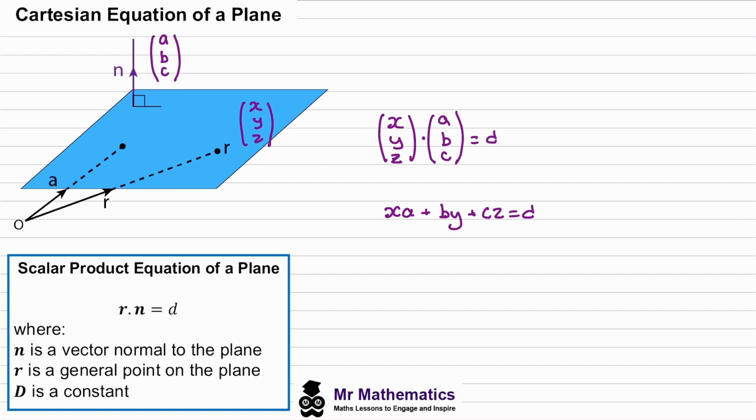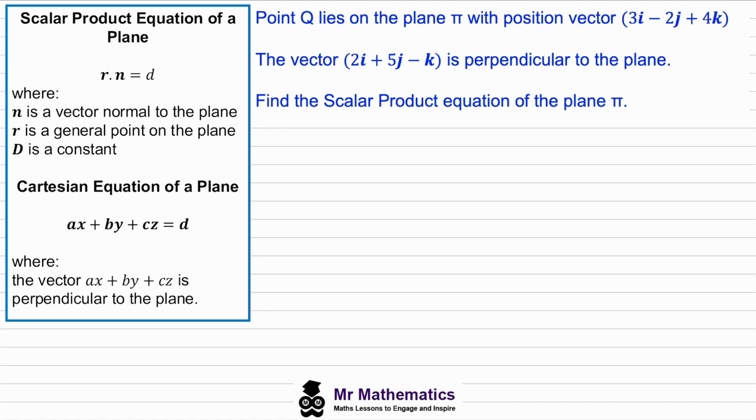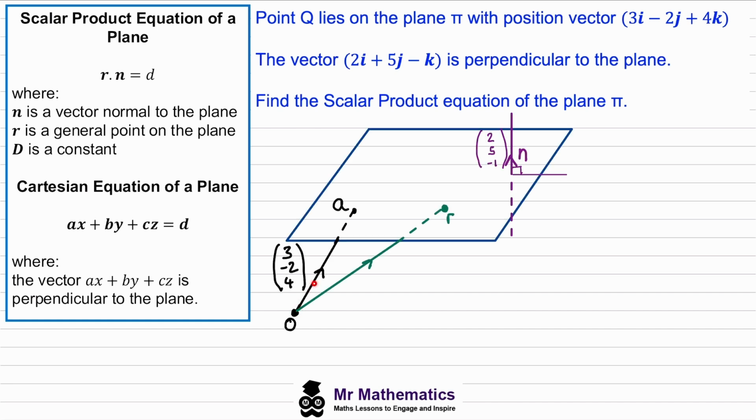Okay, so in this question, we're told that point Q lies on a plane pi with this position vector and this vector which is perpendicular to the plane, and this is our normal. We've been asked to find the scalar product equation of this plane. So the first thing I'm going to do is sketch a diagram. So we have our position vector, which I've labeled point A. We have our normal vector, which we've called n, and our general position vector r, and we're going to use the scalar product equation given here.